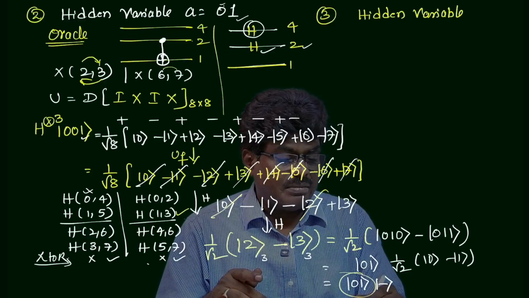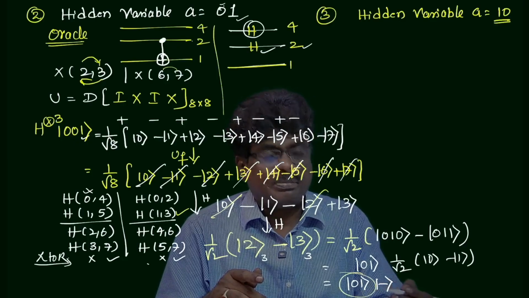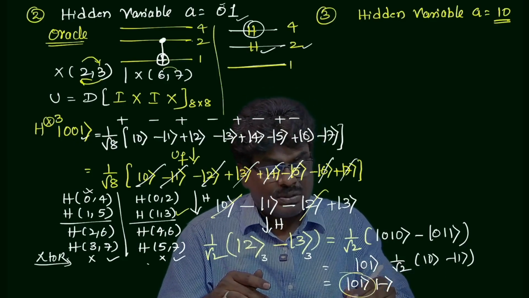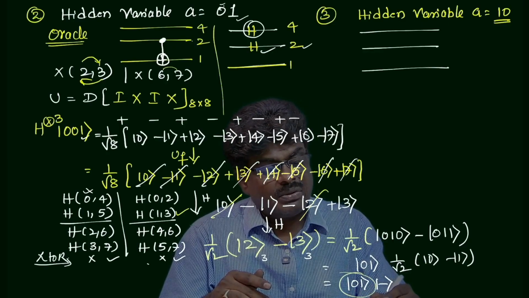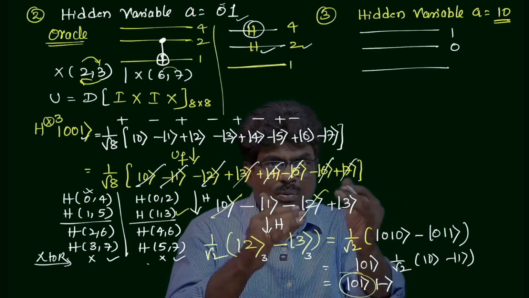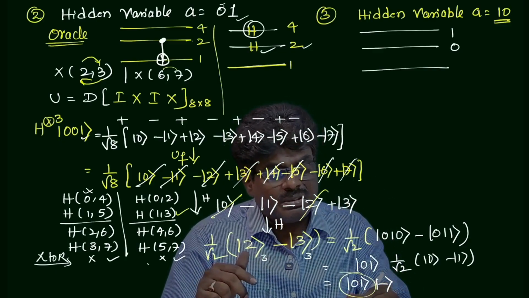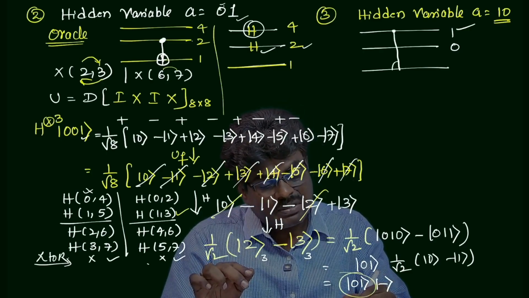So the hidden variable here, a equal to 1, 0. Please take it as 1, 0. So try to construct the first oracle. Here the first one is a 0. Actually here you have to get the output as 1, 0. Simple. 1, 0. Here 0, that's why no CNOT. Here 1, that's why a CNOT operation.